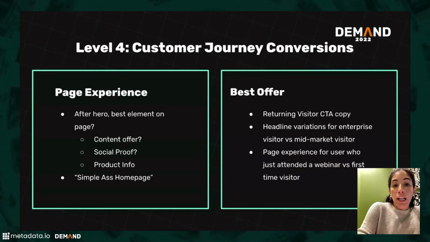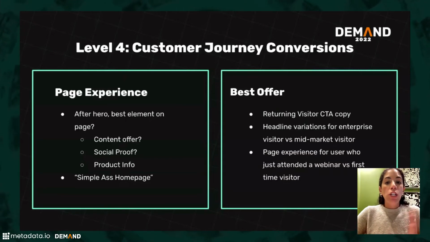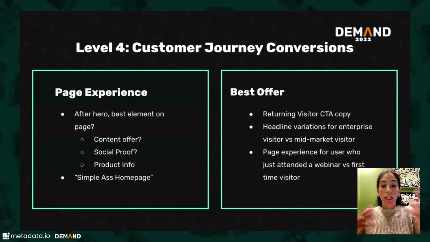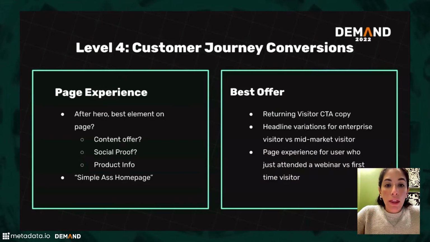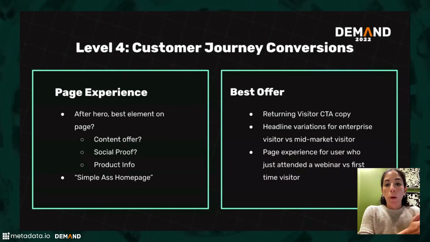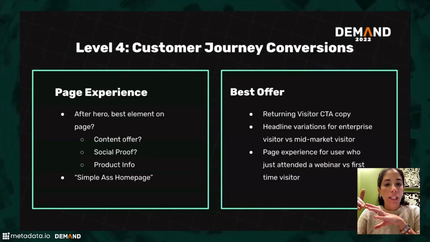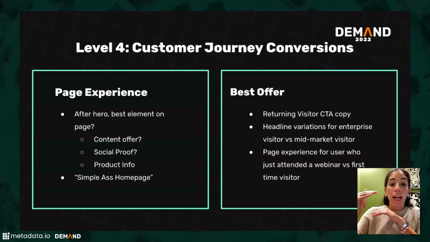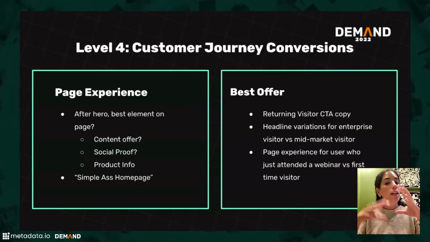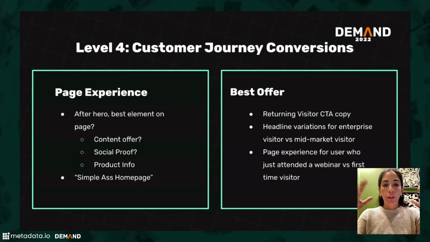If a person in your enterprise segment visits the website, what should the headline be versus someone in your mid-market business unit will see when they come to the same page? Same with if a user just attended your most recent webinar, what should their experience on the website look like, as opposed to someone who's on their first visit to the website coming in from a product-specific ad and they landed on the same page? How can that page be tailored to different audiences?